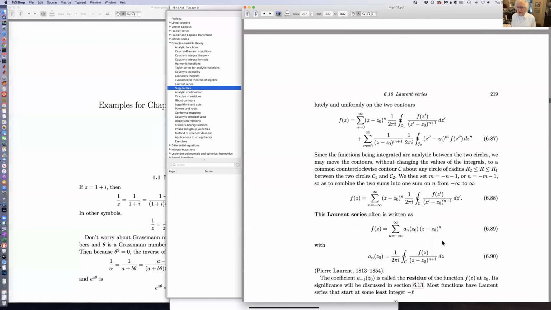Here's a meromorphic function with 2 poles. F of z is 1 over z times z minus 1. And of course, we can do that as an infinite sum, a Laurent series.